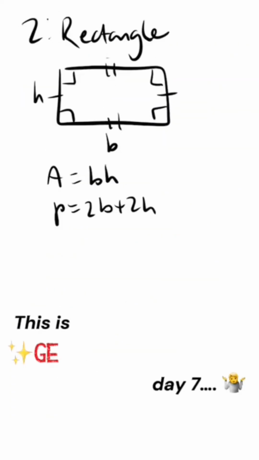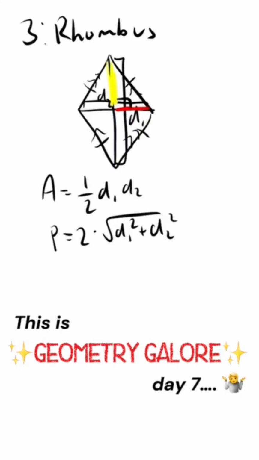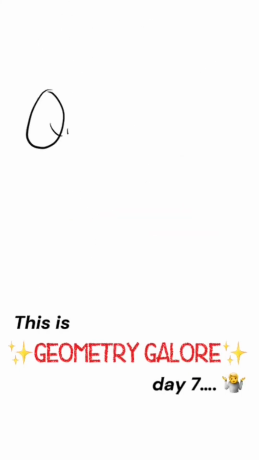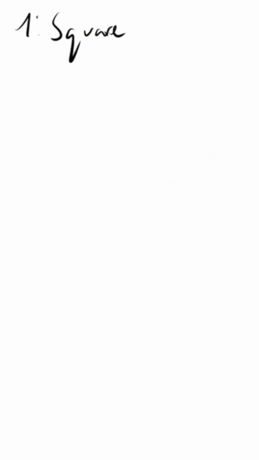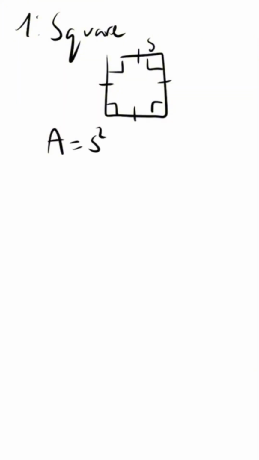This is day 7 of Geometry Galore, where I make boring geometry formulas fun. Today we're speedrunning quadrilaterals. The first quadrilateral is a square, where all of its angles are right angles and all of its sides are equal. If its side length is s, then its perimeter is 4s and its area is s squared.